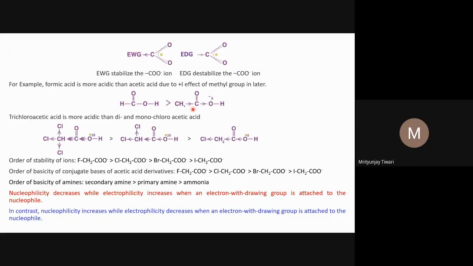Now let us see another example. Trichloroacetic acid is more acidic than di- and monochloroacetic acid. And this is why, let us see this. So this is the acetic acid. Sorry, there should be only C, there should not be CH.